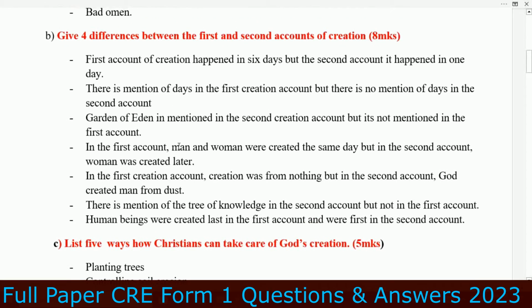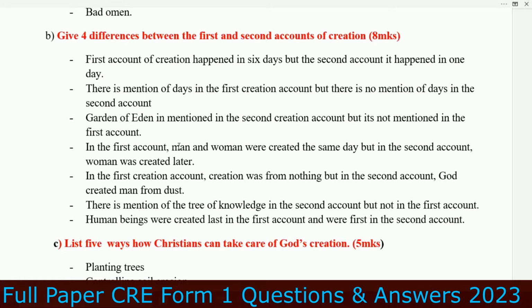Next, let's go to question number B. Give 4 differences between the first and second account of creation. You get 8 marks. You are supposed to give the differences between the first and second account of creation.